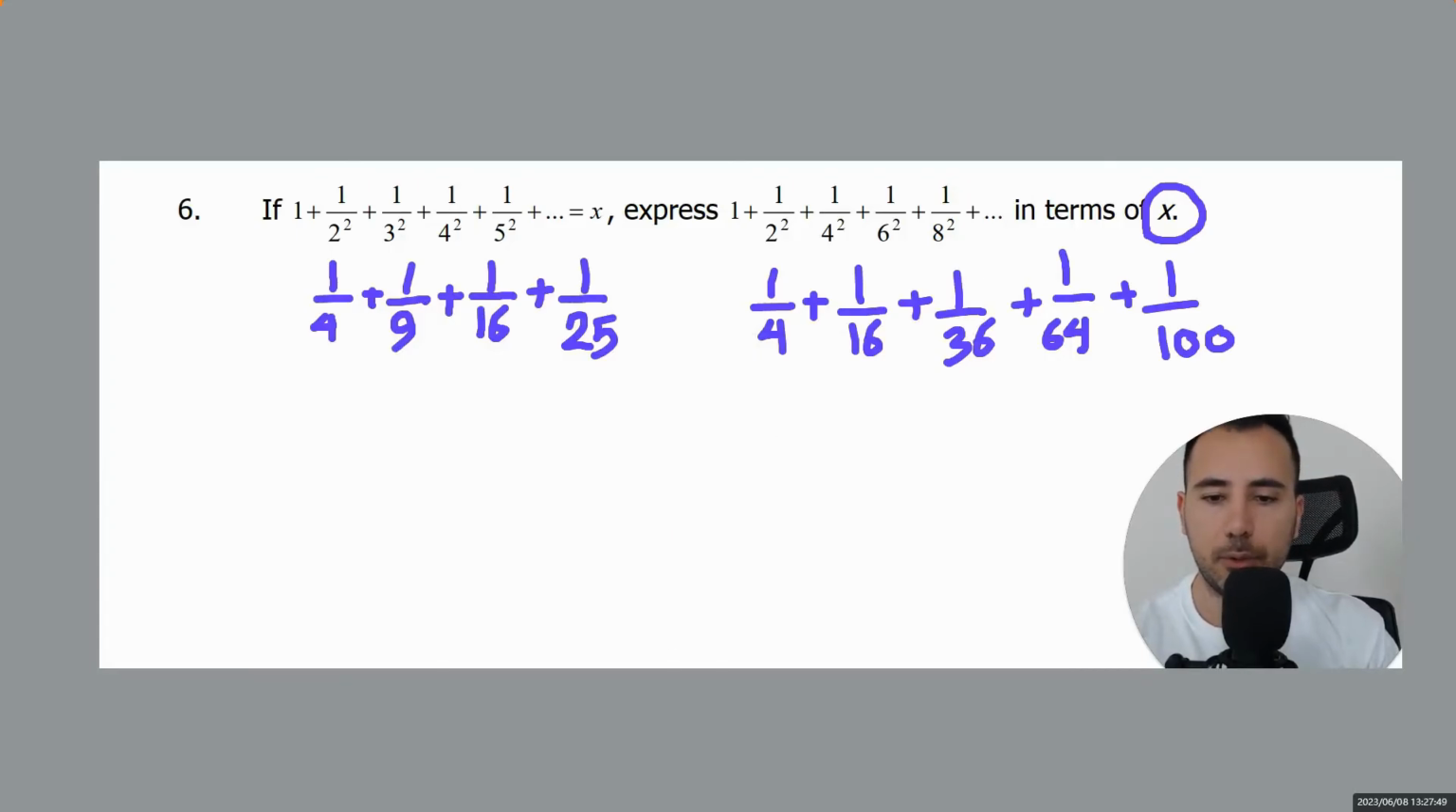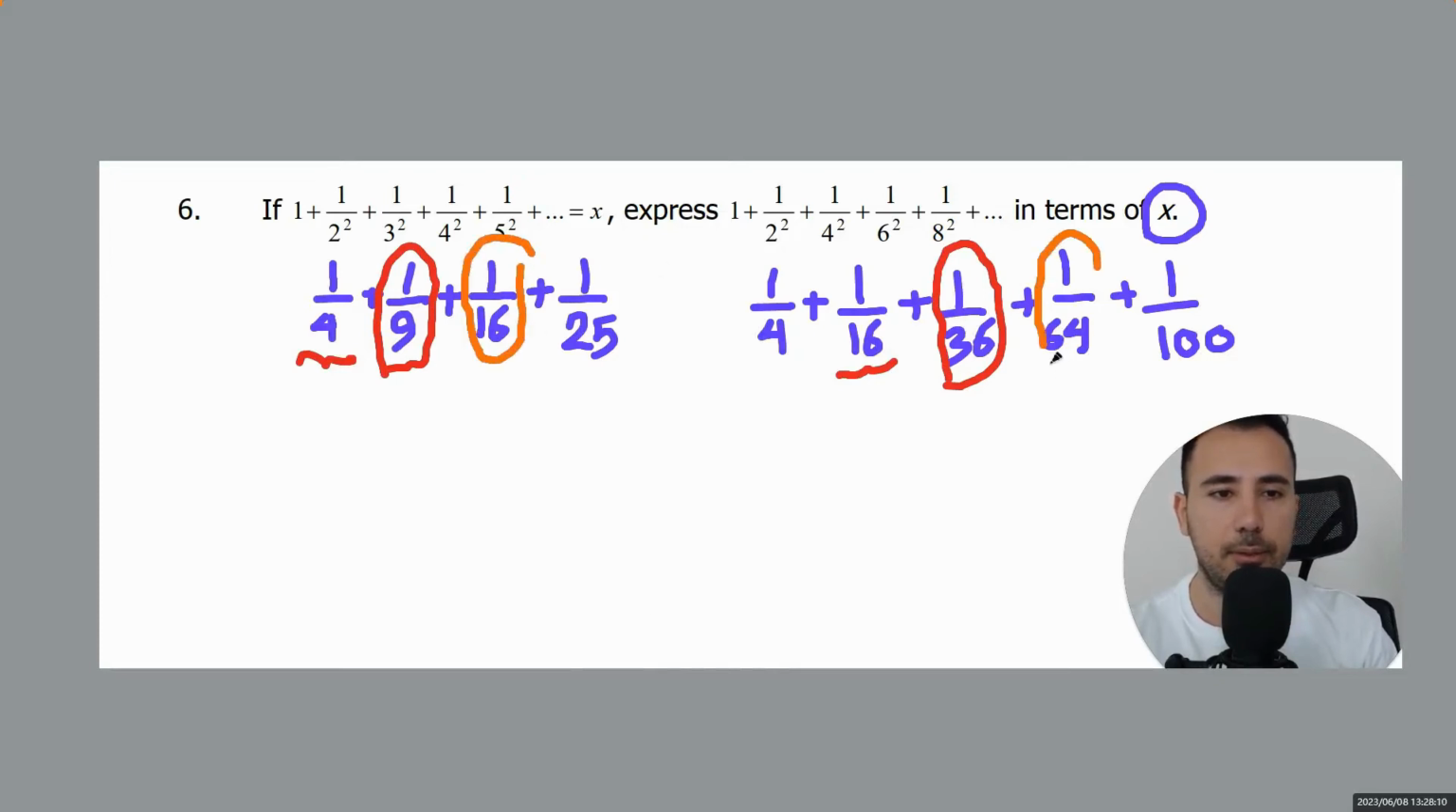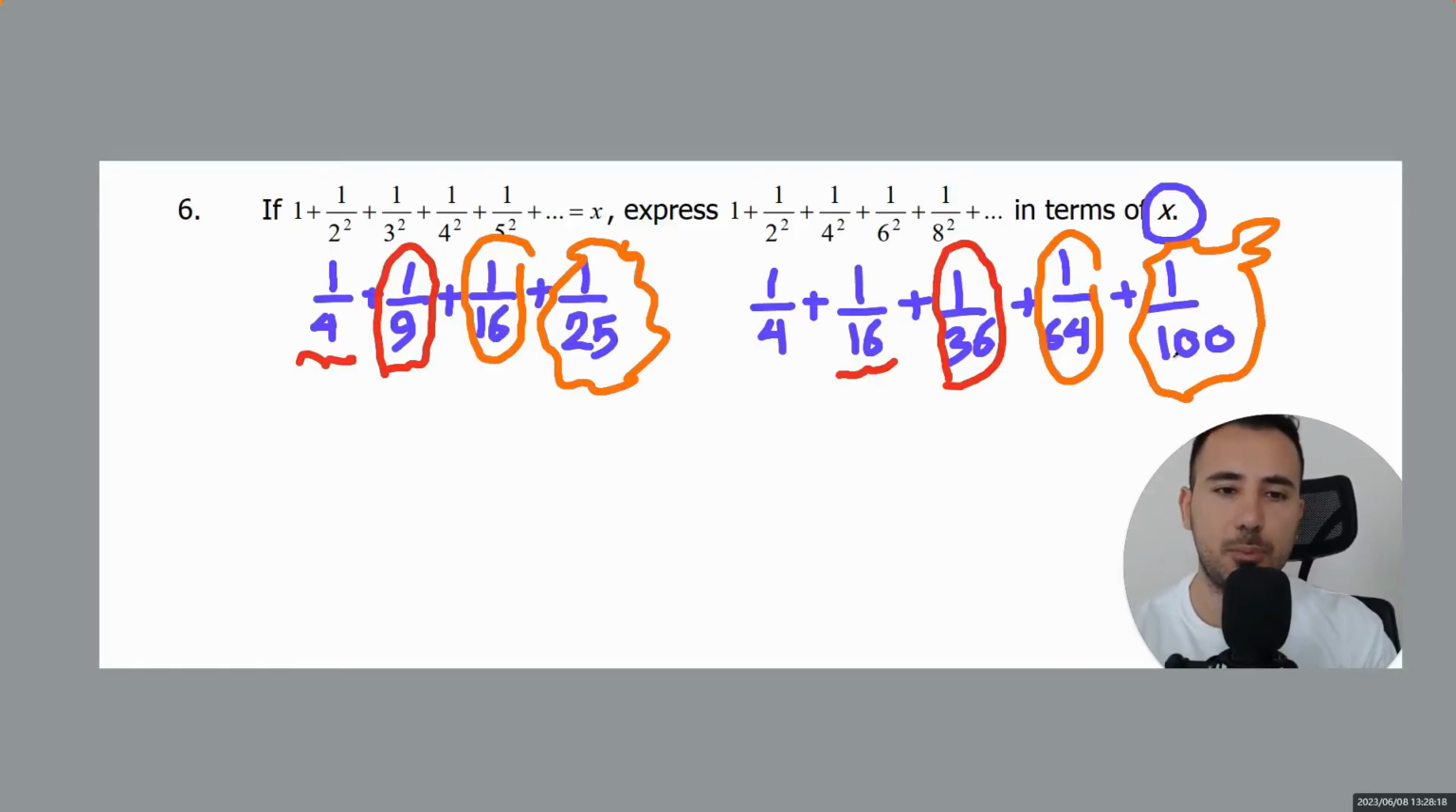But now I want you to pay attention that this one with this one, okay, this one and this one, what is the relationship between them? And now, let me change color. This one and this one. Also, this one and this one. What is the relationship between these? You see, all of them, 1 over 4, all of these have been divided by 4.